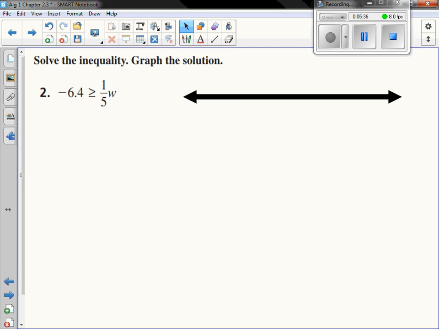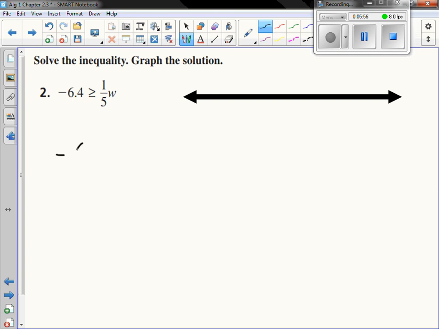Any questions on anything we've done so far? Any questions on any of these here? Are we good with these here? Yes? So let's do this last one here, and then we'll move on to the next thing.